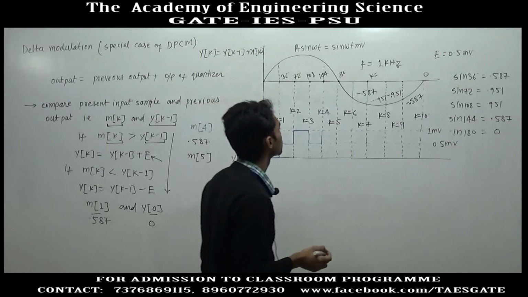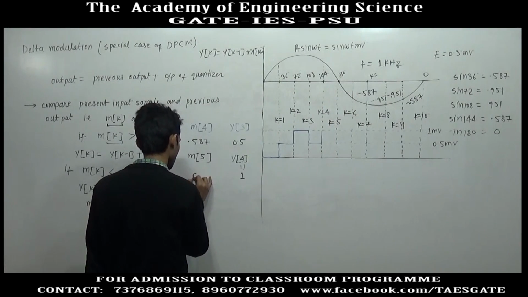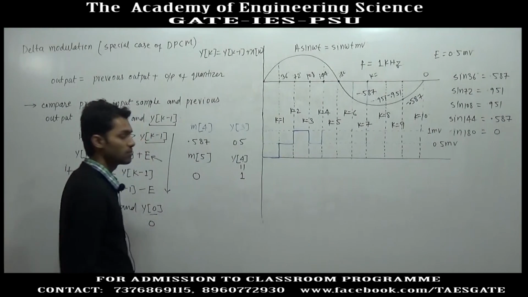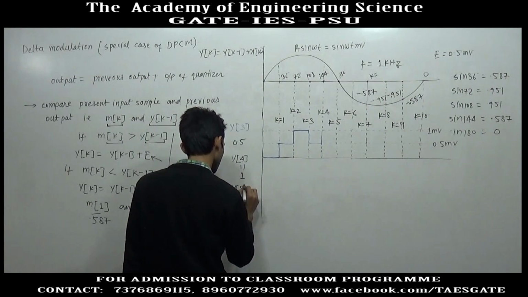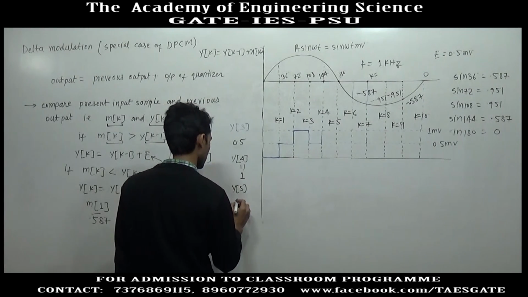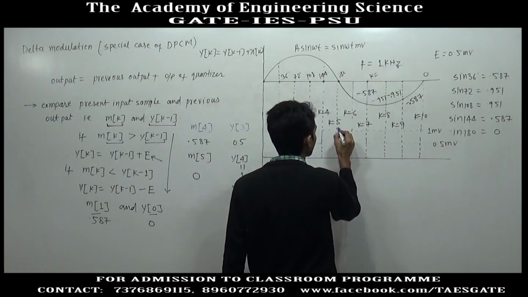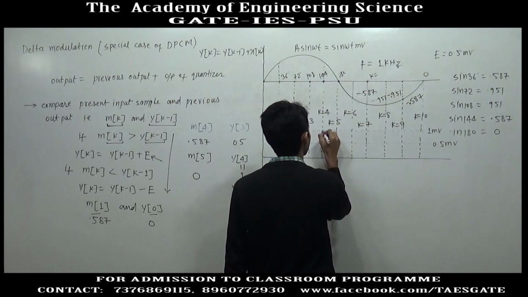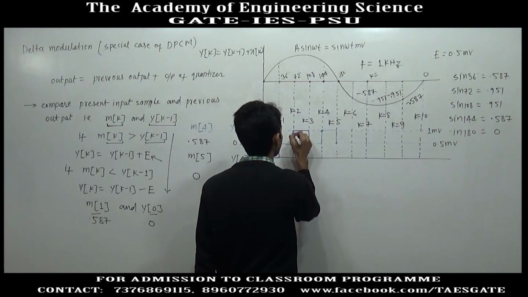To obtain output at k equal to 5, we will compare M5. So M5 is 0. So the present input is less than previous output. So we will now subtract. So Y5 will be 1 minus 0.5. So this will be 0.5. So here the output will be 0.5. These are the outputs.